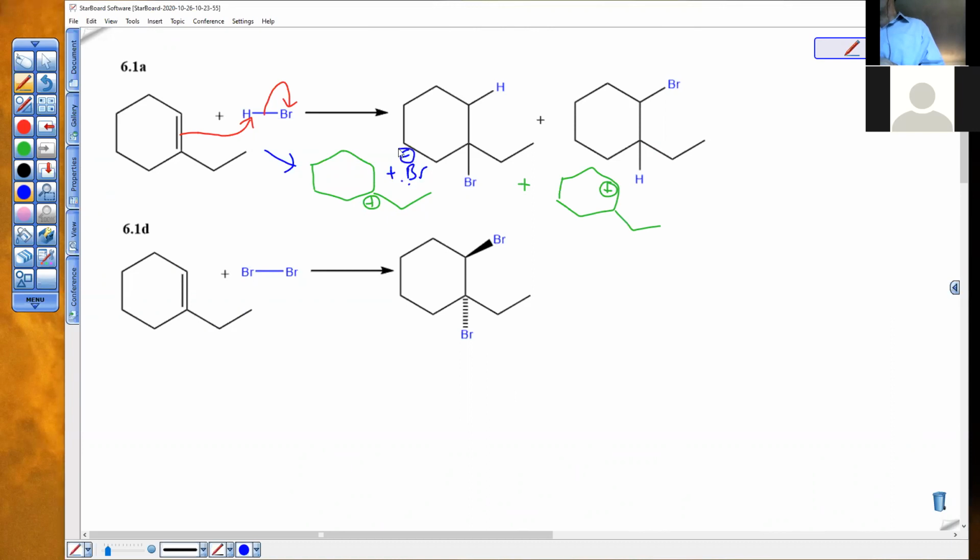Bromide ion does its thing. Never hurts to redo mechanisms over and over again. And that was the entire mechanism to make both major and minor products.